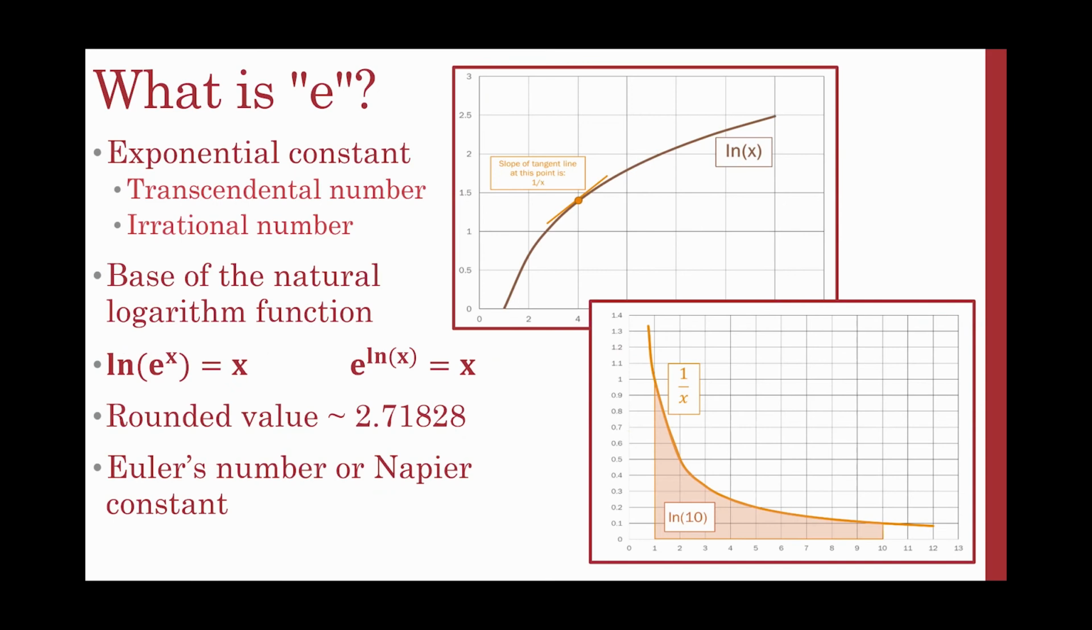So what is e? e is the exponential constant. It's a transcendental number. It's an irrational number. It's the base of the natural logarithm function. So the natural log of e to the x is x, and e to the natural log of x is x. The rounded value is 2.71828. It's Euler's number. It's Napier's constant.